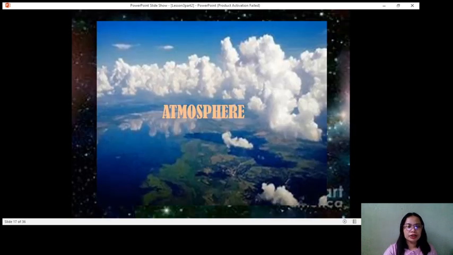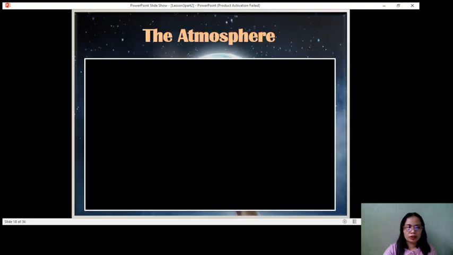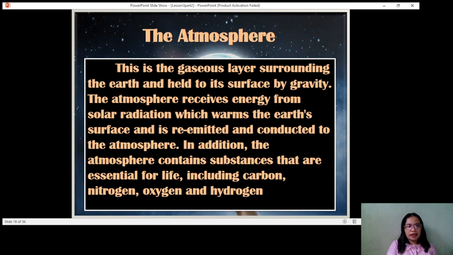The next subsystem is the atmosphere. What is atmosphere? It is the gaseous layer surrounding the Earth and held to its surface by gravity. The atmosphere receives energy from the solar radiation, which warms the Earth's surface, and is re-emitted and conducted to the atmosphere. In addition, the atmosphere contains substances that are essential for life, including carbon, nitrogen, oxygen, and hydrogen.